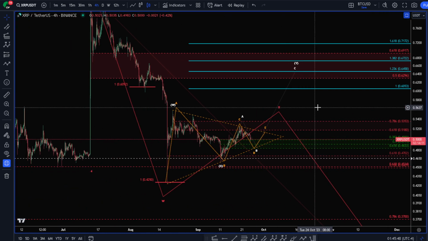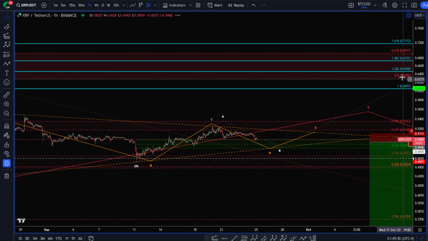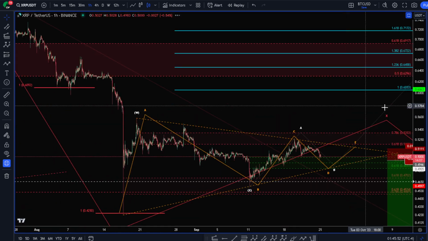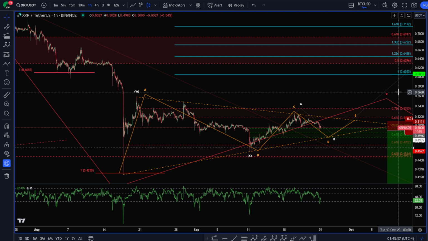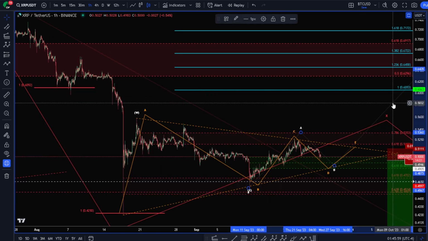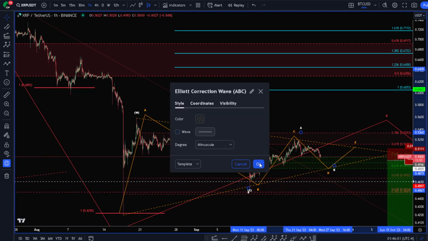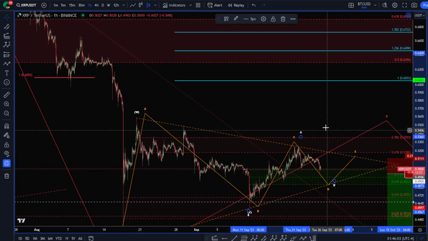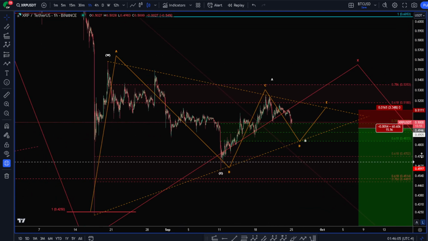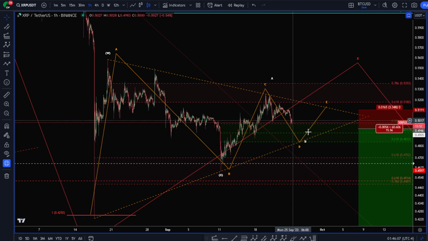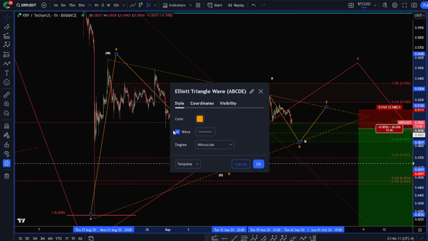But for my primary count, I'm going to zoom in a little closer. If you saw my last video, I'm anticipating this to end up being a triangle, which is the orange count you see. Going to get rid of that A at the moment, and expecting this orange count to contract within our trend lines as a triangle before exploding to the downside.